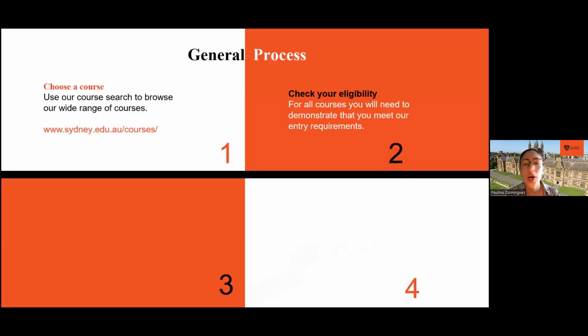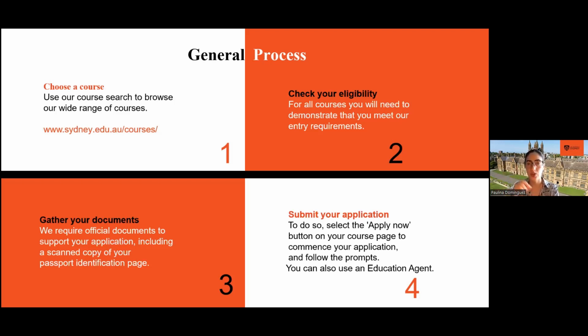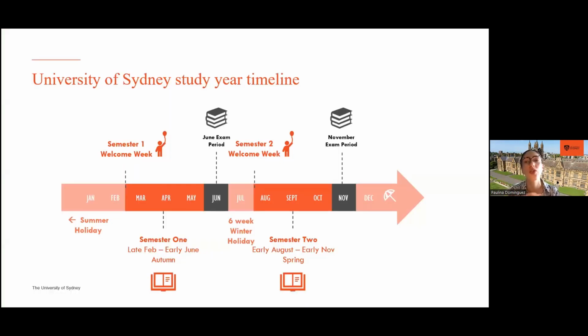What's the general process? So how do I apply to the University of Sydney? Guys, that's actually very, very easy. You choose a course, you check your eligibility, so all those documents and admission requirements that I just mentioned before, you gather all your documents. Just remember that we actually require official documents to support your application, and then you will submit your application. On the course page, you will find a button that says Apply Now. So you apply now, fill out all the information, attach your documents, and submit your application. You can also apply directly via our course page, or you can also apply through an education agent. We have education agents in Chile, Colombia, Mexico, Argentina, Peru, Guatemala, Ecuador, Paraguay, Brazil, and Sydney. It has to be an authorized education agent, and you can find those on our website as well.